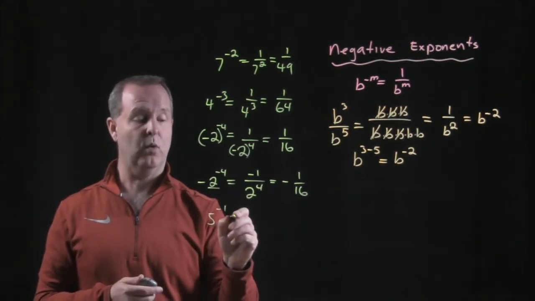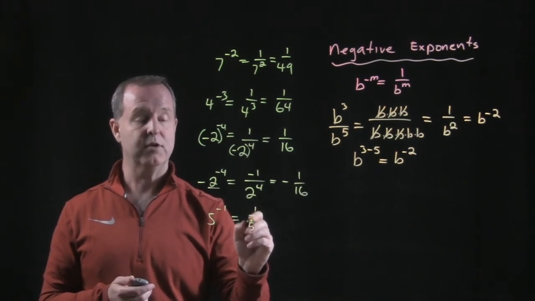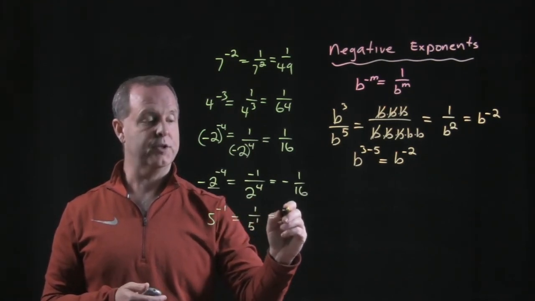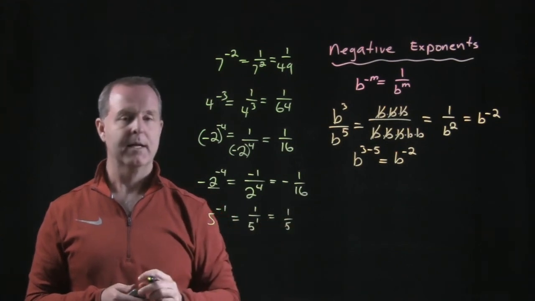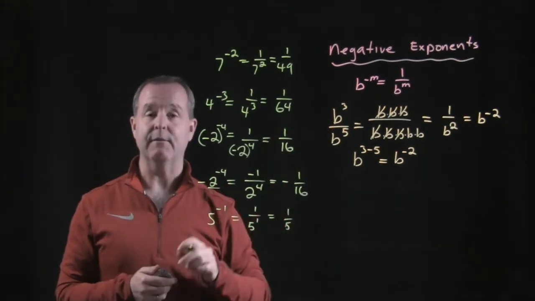And 5 to the negative 1, that becomes 1 over 5 to the positive 1, or just 1/5. So that was just a brief introduction to you of how to deal with negative exponents.